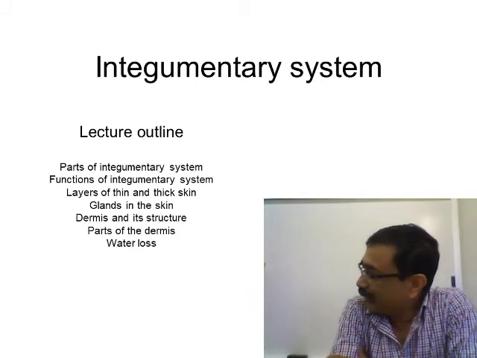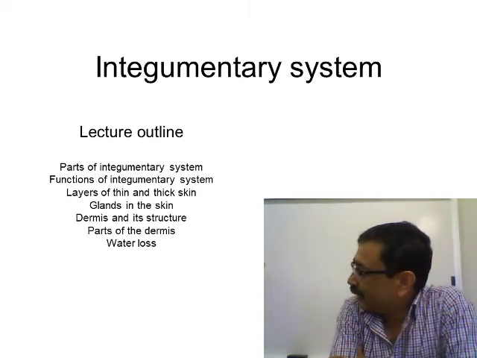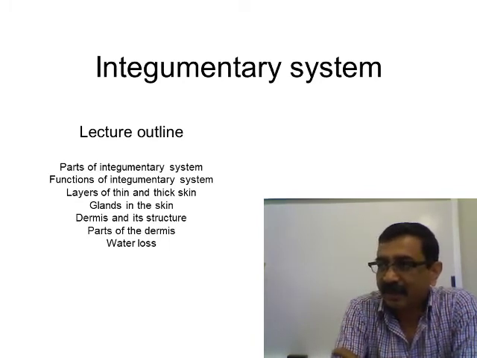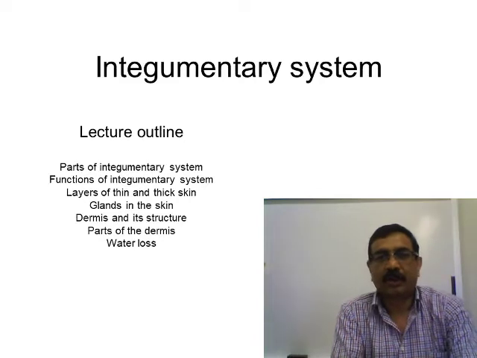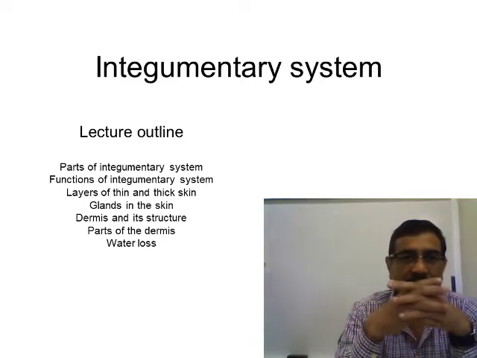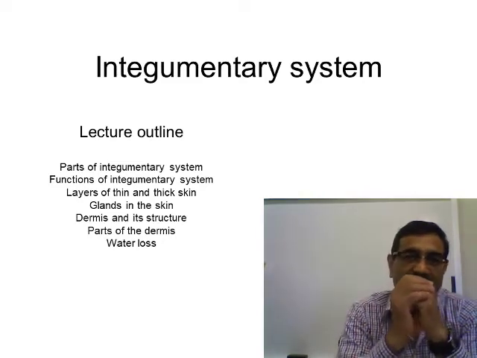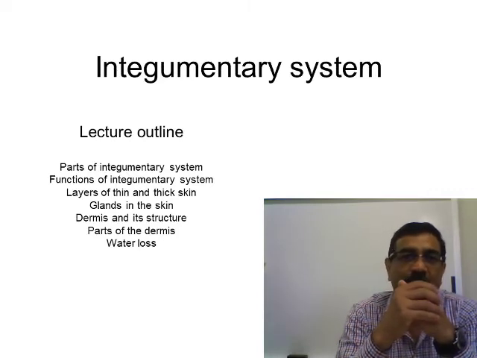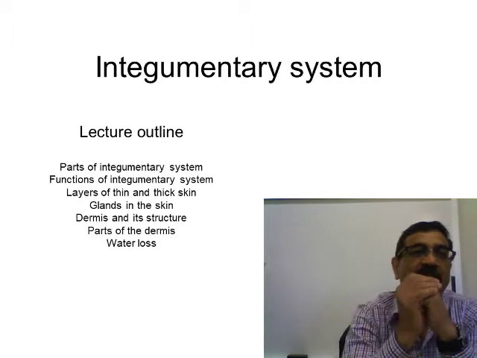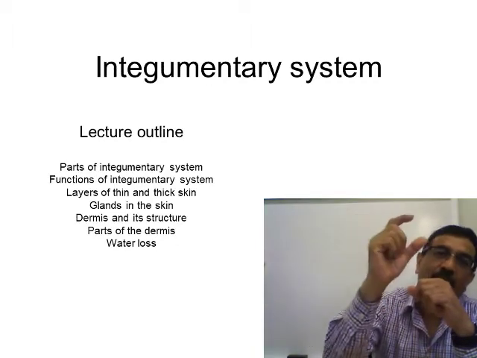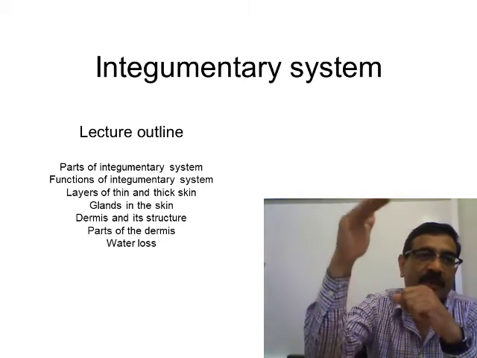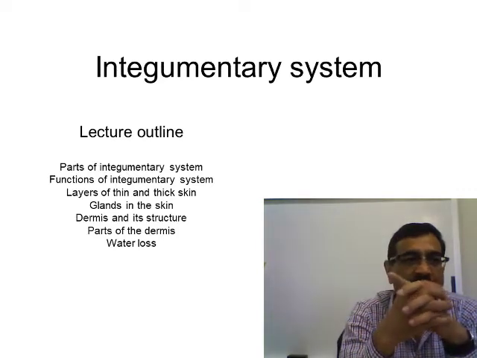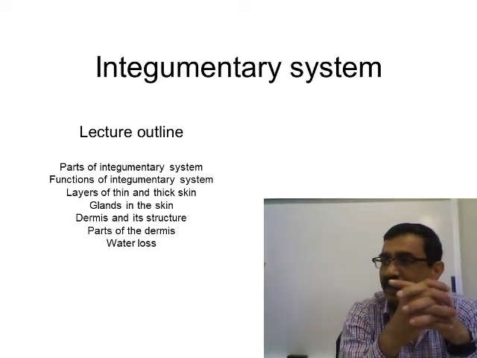Then we'll talk about the functions of this system. Then the main organ of this system is the skin, so we'll talk about the skin. We'll talk about the types of skin, structure of the skin, layers of the epidermis and dermis. Skin has two layers, outer epidermis, inner dermis, but each of those two layers has a number of sublayers. So we'll see how many layers we have in the epidermis, how many layers in the dermis.